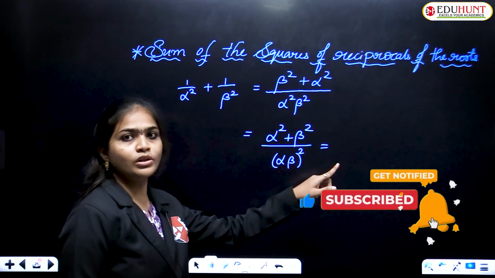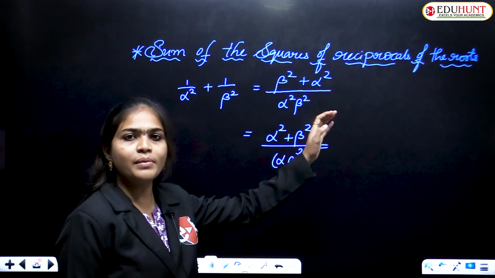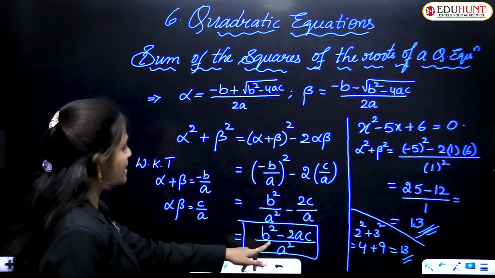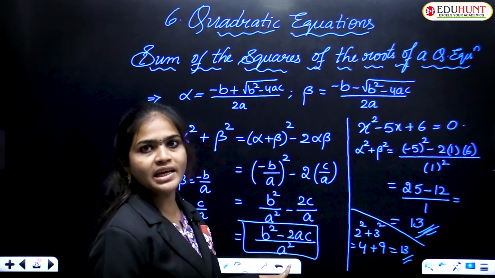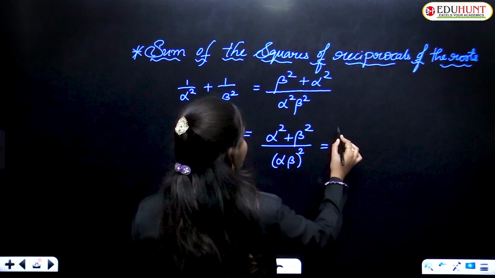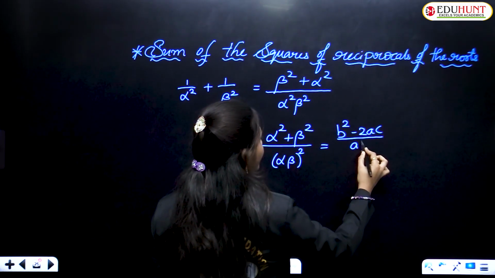So already we know the formula for alpha square plus beta square. What is the formula here? b square minus 2ac by a square. So just see here, alpha square plus beta square is equal to b square minus 2ac by a square.